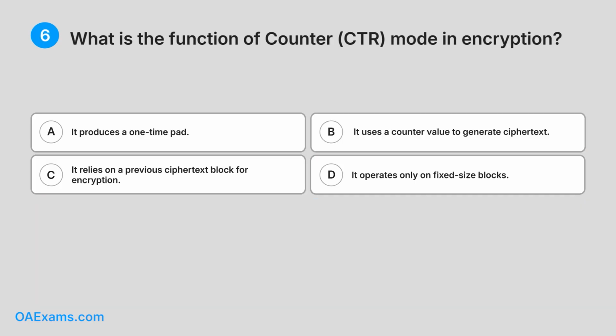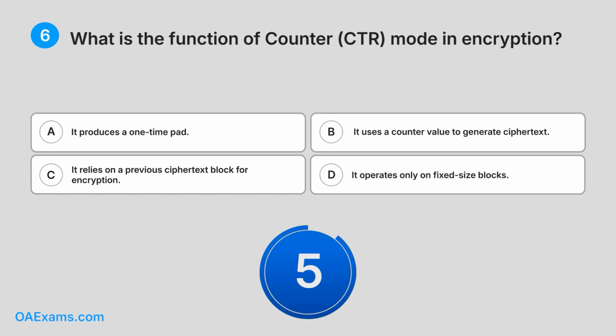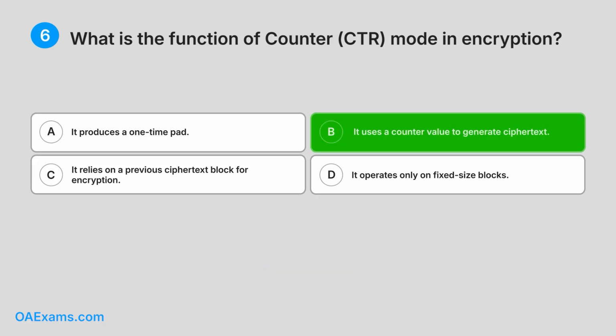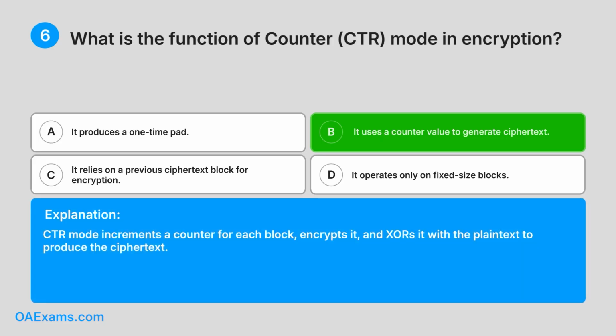6. What is the function of counter mode in encryption? A. It produces a one-time pad. B. It uses a counter value to generate ciphertext. C. It relies on a previous ciphertext block for encryption. D. It operates only on fixed-size blocks. What do you think is the answer? Correct answer: B. It uses a counter value to generate ciphertext. Explanation: CTR mode increments a counter for each block, encrypts it, and XORs it with the plaintext to produce the ciphertext.